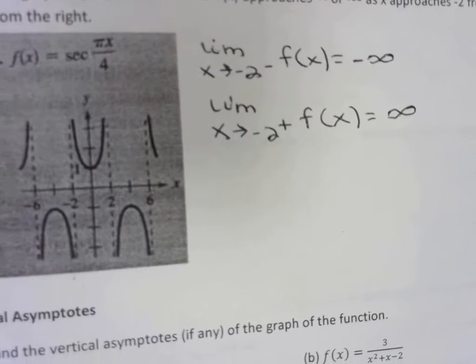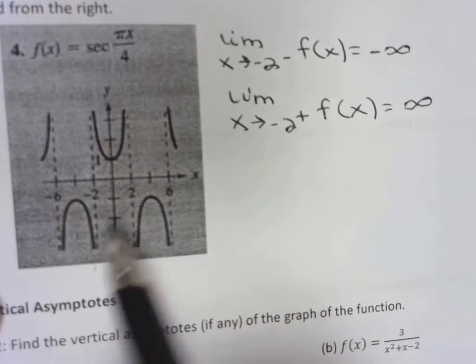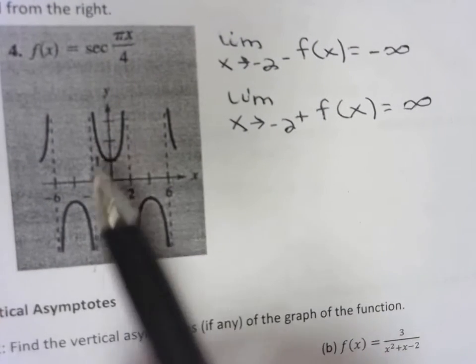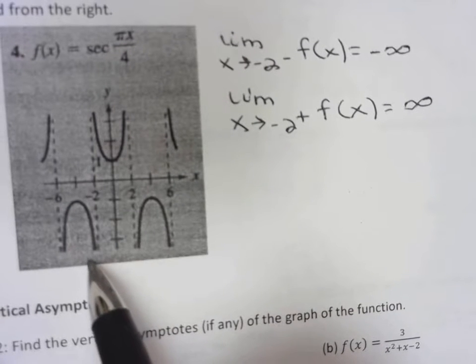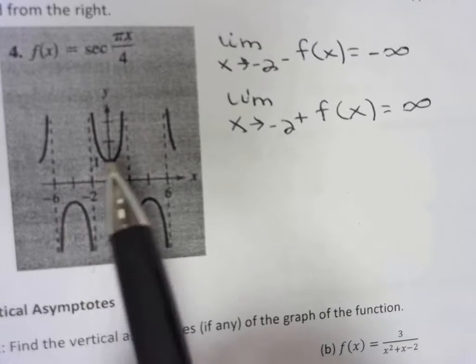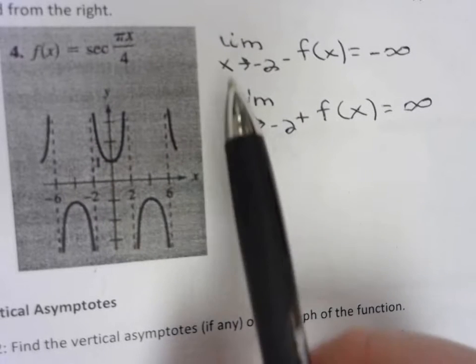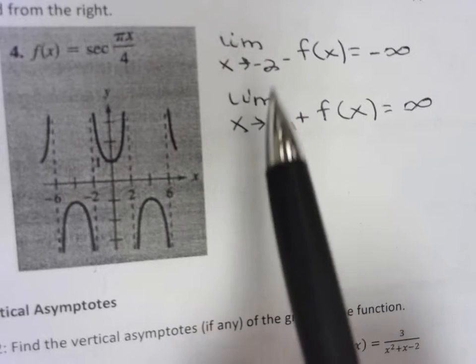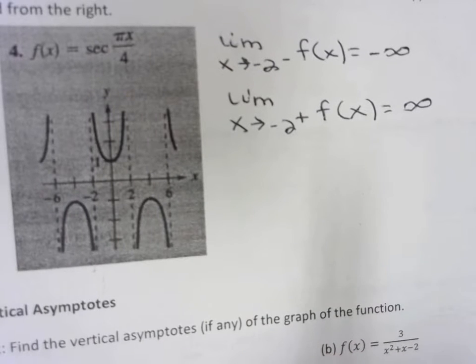Now, just a note on this, we have to be approaching from the left and the right individually. If I asked what is my limit as x approaches negative 2, and I didn't specify from the left or the right, it would not exist because it would be approaching two different things. So just a side note, on this one you had to make sure they identified left and right because otherwise it would be two separate ones.